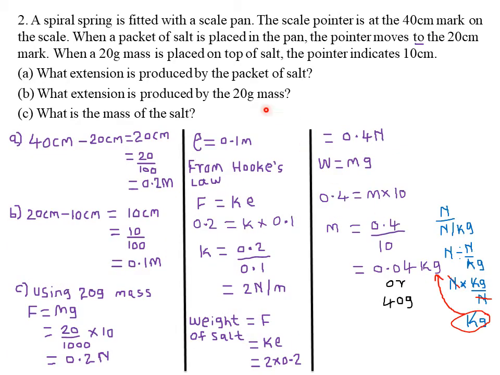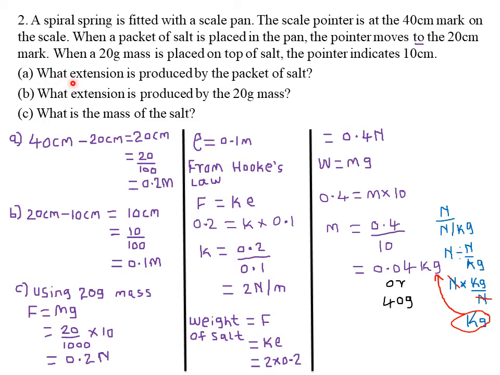So we look at our next example, which reads that a spiral spring is fitted with a scale pan. The scale pan is at the 40 centimeter mark. So this is the initial reading on the scale. Now when a packet of salt is placed on the pan, the pointer moves to 20 centimeter mark. Now when a 20 gram mass is placed on top of the salt, the pointer indicates 10 centimeters.